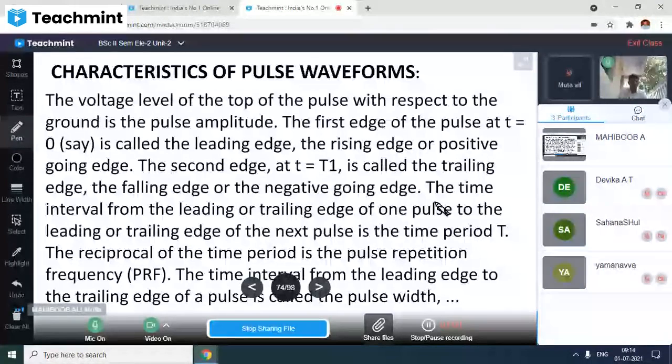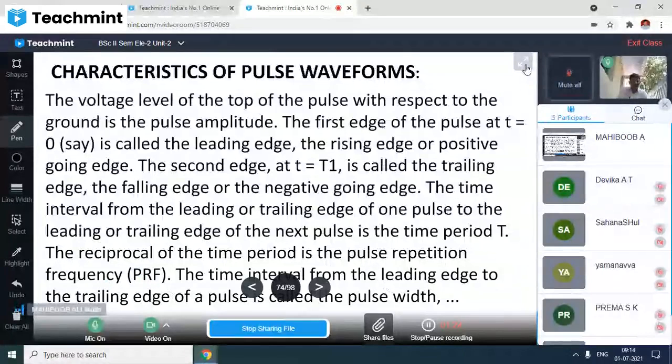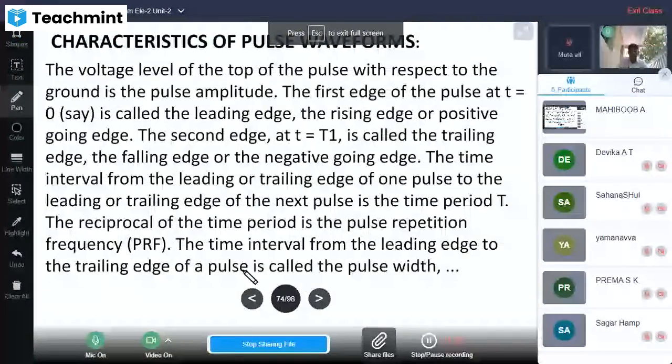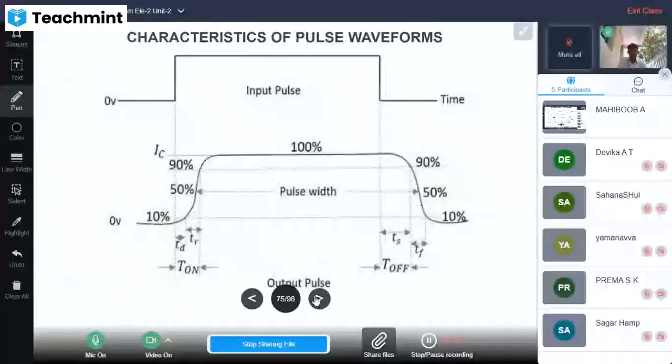The time interval from the leading edge or trailing edge of one pulse to the leading or trailing edge of the next pulse is the time period T. The reciprocal of the time period is the pulse repetition frequency. The time interval from the leading edge to the trailing edge is called the pulse width.